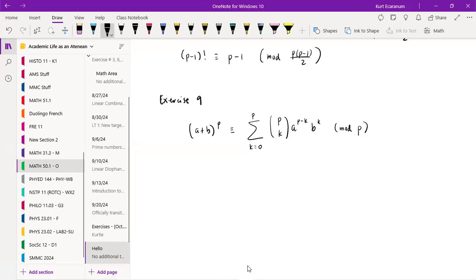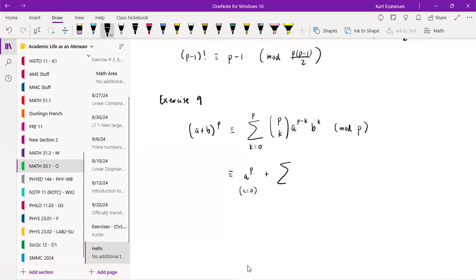So, ang target natin is to see that it's congruent to a to the p plus b to the p. And how can we do that? So, pwede tayong maglabas ng terms sa summation na to, which is a to the p. But then, ano yung value ni k na yon? What value of k corresponds to a to the p? And that would be k equals 0.